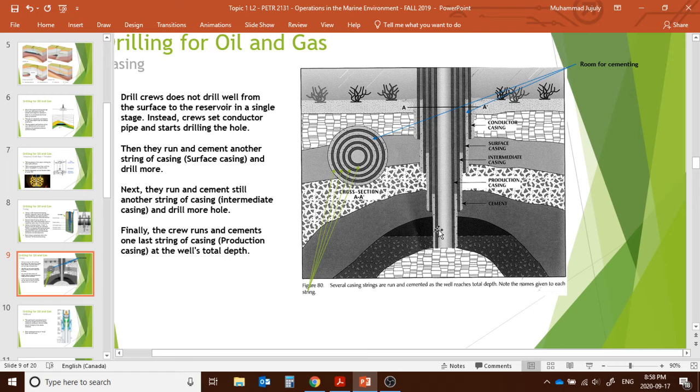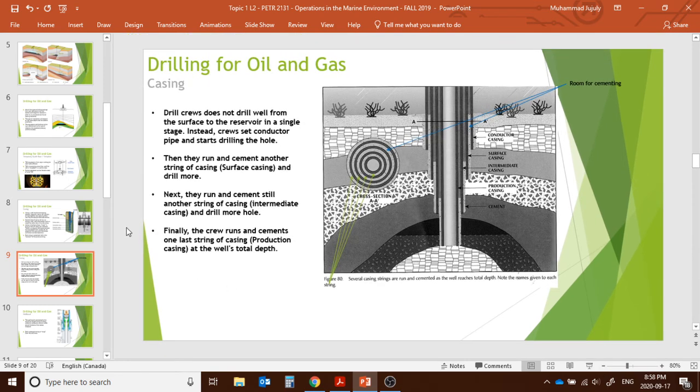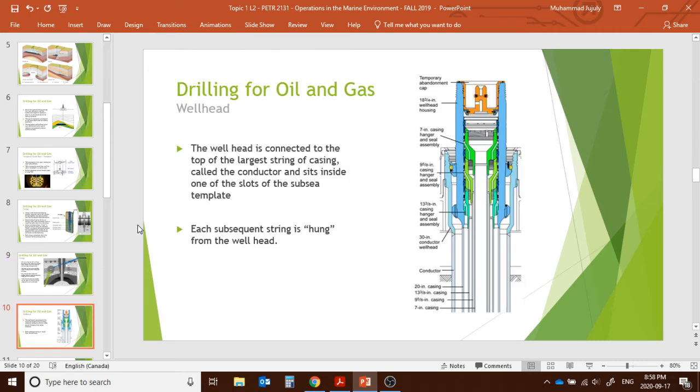You probably know already, it's a huge disaster. We know the story, the Deepwater Horizon. What was the reason? Mainly the cementing issue. We'll learn that later. So this is about all the casing. Please go to the sites and we'll learn more about the casing.